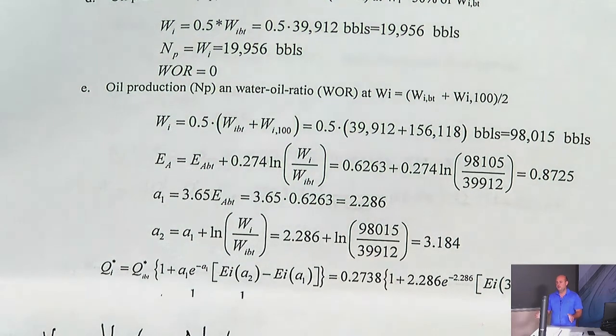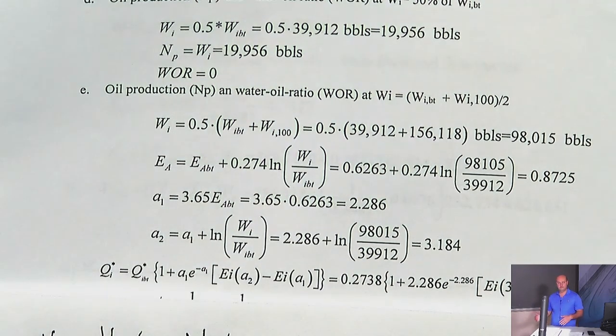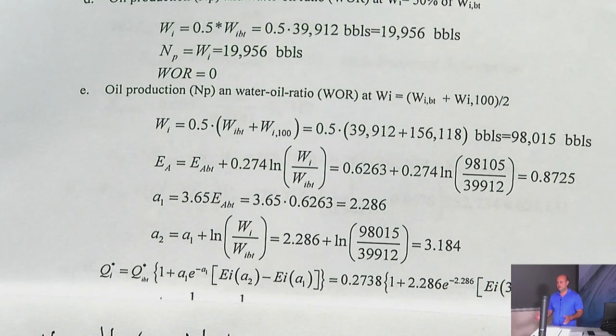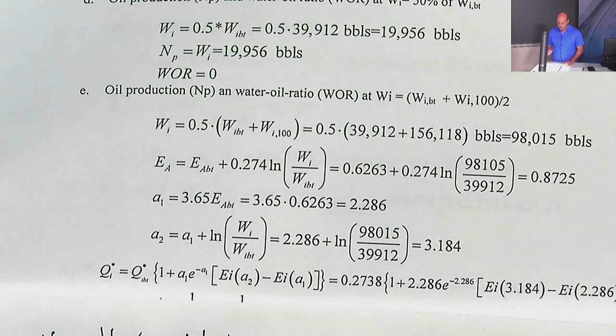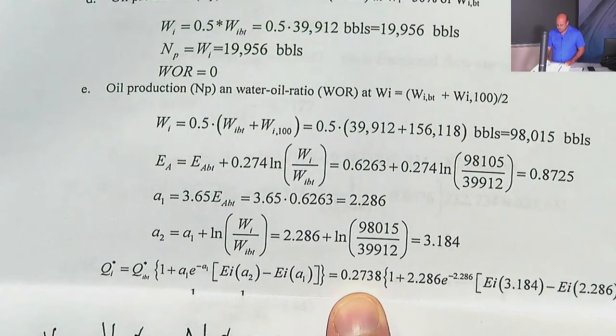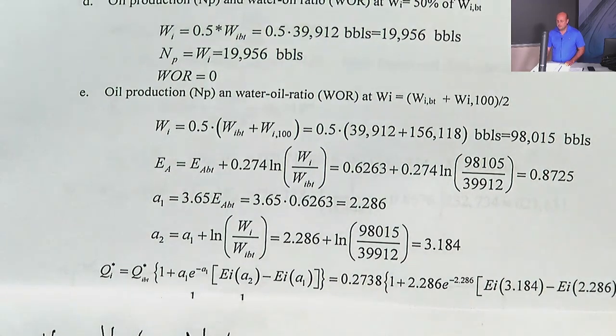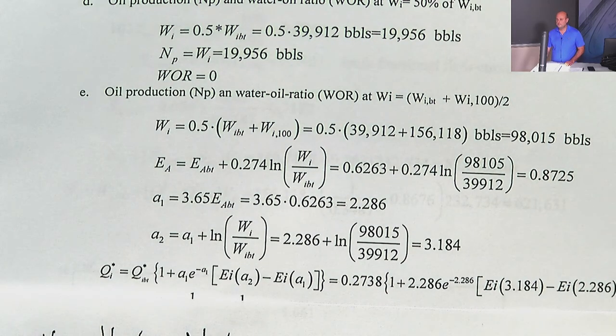So the one plot goes from 1 to like 50 or something, and so that one might be difficult to use. So we made another plot that's easier to use. And you can evaluate QI star over QI star BT. QI star BT is 0.2738. We already calculated it. And so you get 0.601. Does that make sense to everyone?